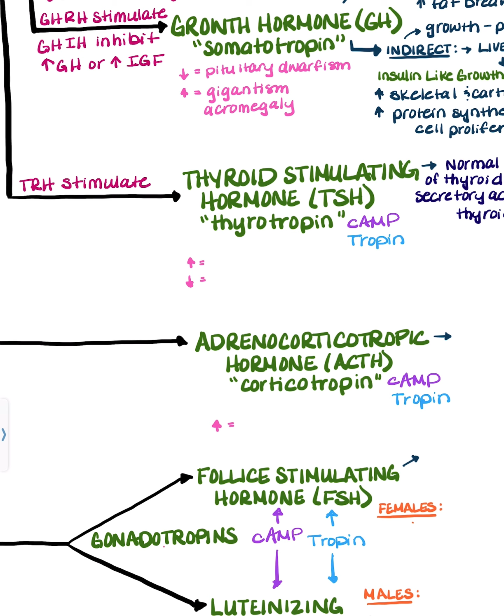What's going to inhibit the release of the thyroid stimulating hormone? If we have high levels of thyroid hormones, and if we have high levels of IGF or the insulin-like growth factor, all of that would inhibit the release of the thyroid stimulating hormone.